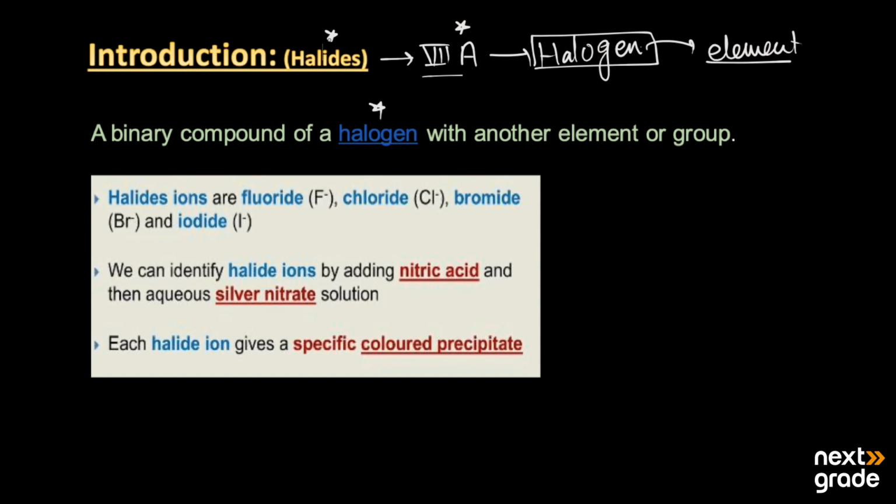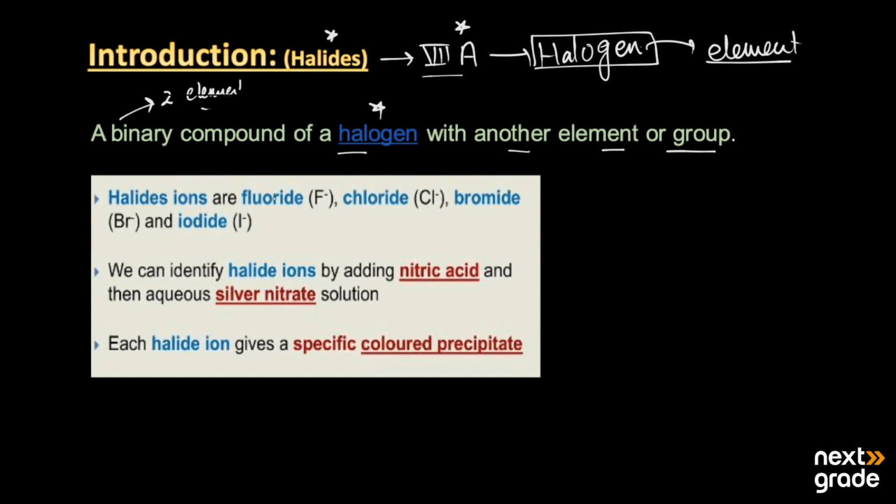So the definition of a halide: we have a binary compound of a halogen. Binary means a compound in which we have two elements. A halogen forms a binary compound with another element or a group. Then their product is known as the halides.